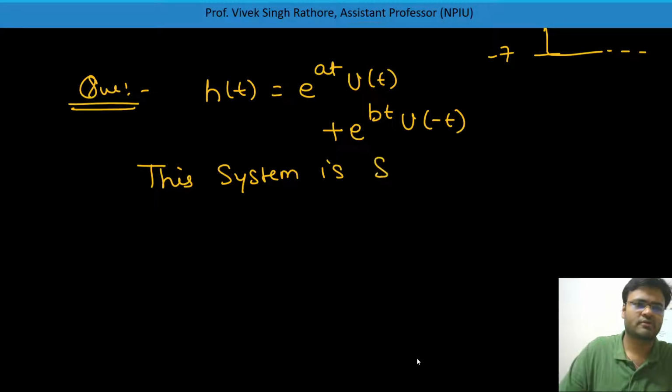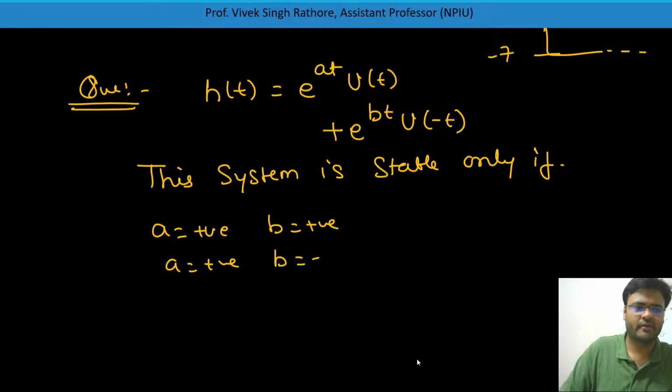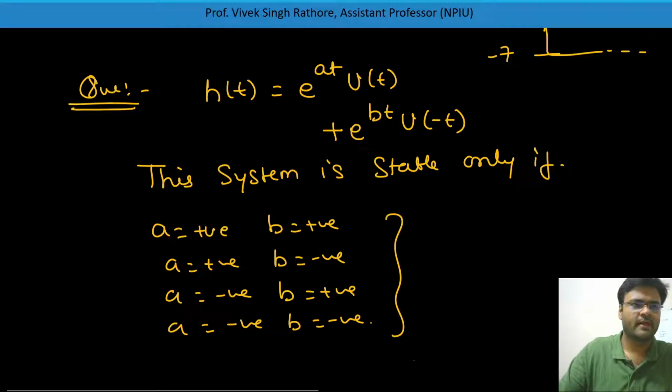So this system is stable only if, when it is stable, and four options were there: a is positive and b is also positive; a is positive, b is negative; a is negative, b is positive; and a is negative and b is also negative. Four options are there. You need to solve this question.